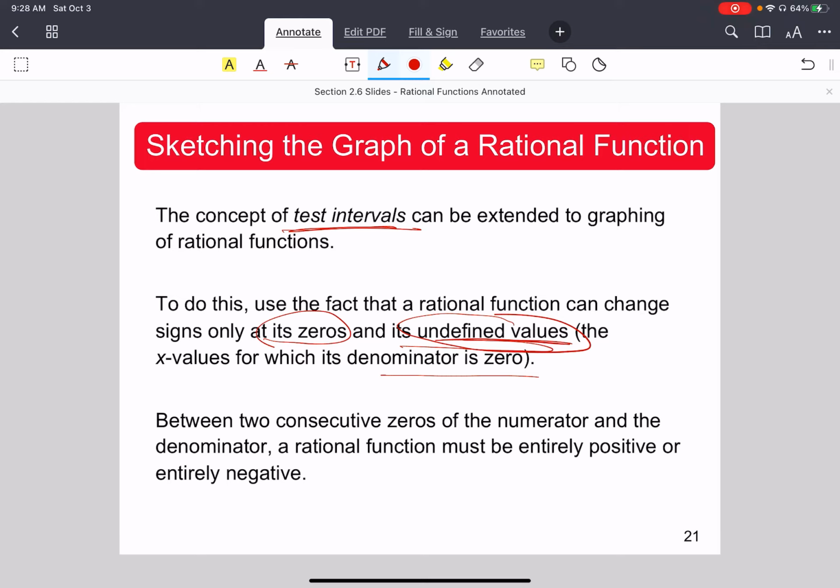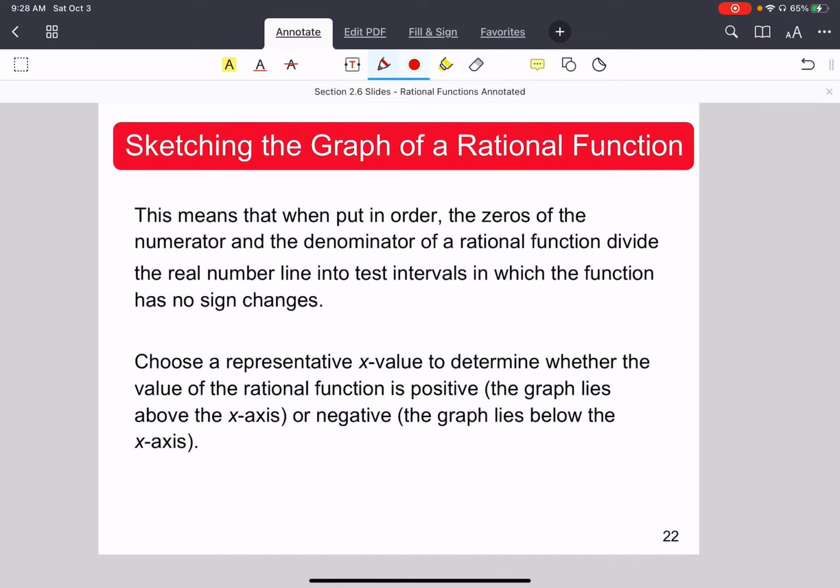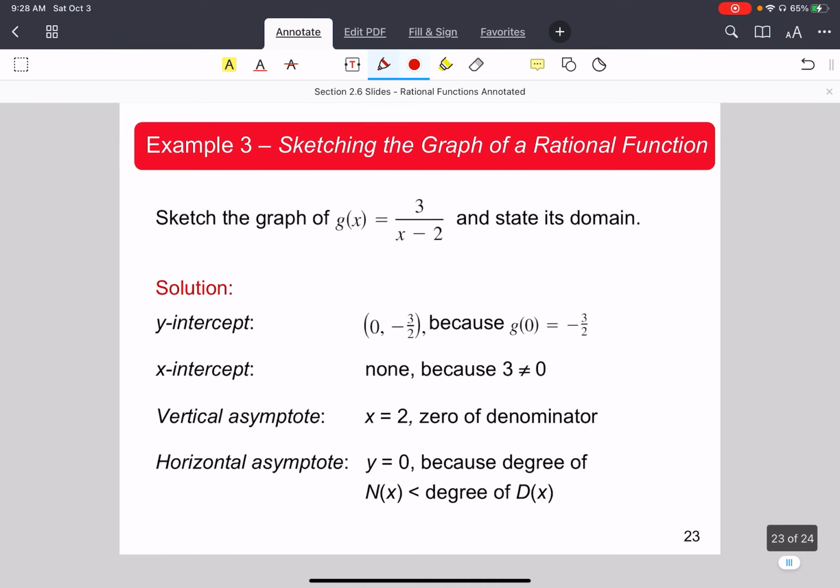And then we're going to say between two consecutive zeros of the numerator and the denominator, a rational function must be entirely positive or entirely negative. So then I'm going to jump right into the example here. Sketch the graph of g of x equals 3 over x minus 2 and state its domain.